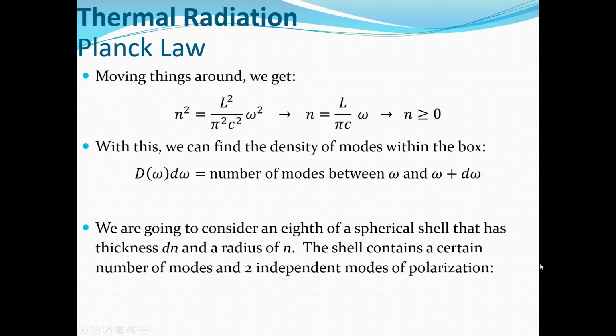And we're going to say that the shell is going to contain some number of modes, and it's going to have two independent modes of polarization. So our distribution is going to look something like this. The number of modes between omega and omega plus d omega is found by the two independent modes of polarization, the 1/8, and then this is the spherical shell aspect. So that's where all this is coming from.